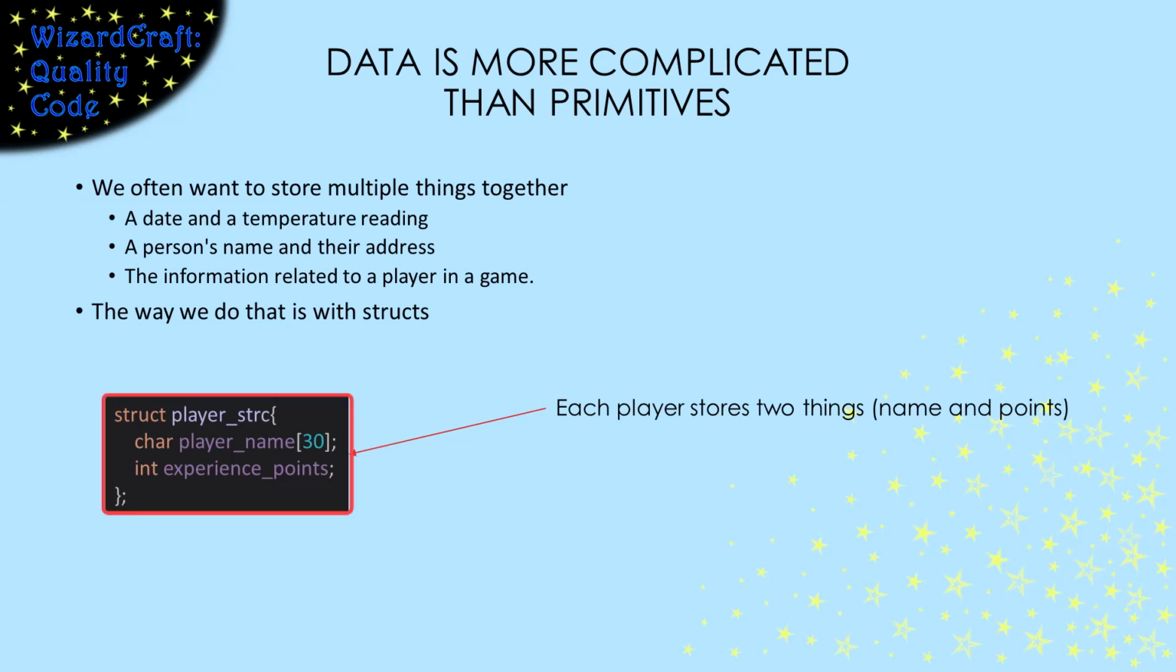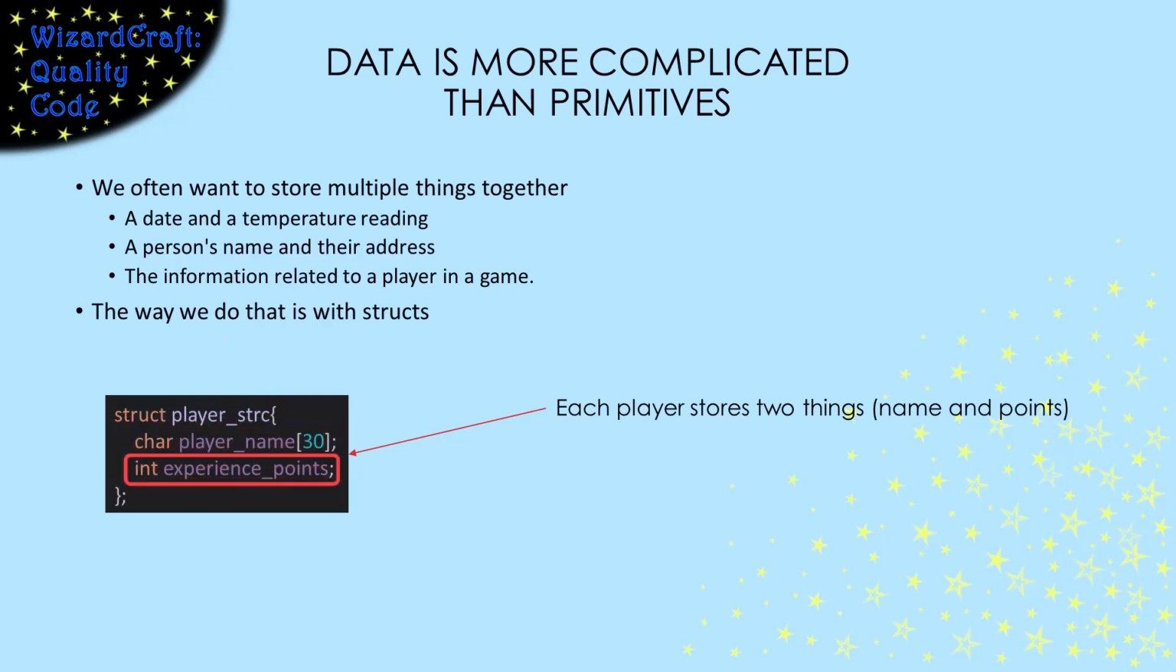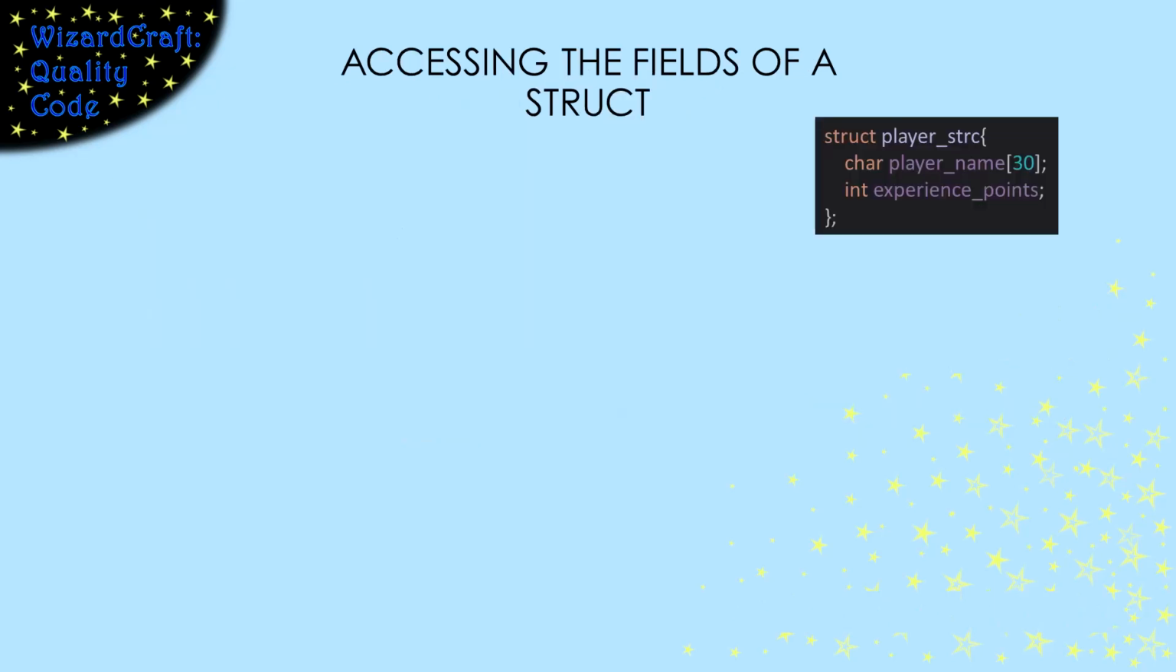As an example, here is a struct that I named player struct that contains two things: a 30-character array that can hold the string that is a player's name, and an int that holds the player's experience points. Every variable of this type will be able to hold both of those things. Let's look at how we can use that.